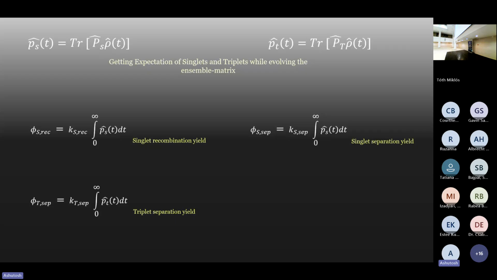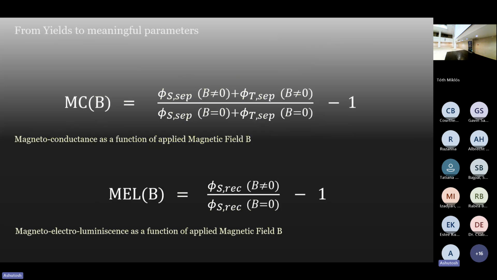Now, through recombination yields, we can extract meaningful parameters. The first is magnetoconductance, where the singlet and triplet yields, phi S and phi T, will come into account, because these are the yields which are basically contributing to the electric current through the device. And the amount of photons released by the device is attributed to the recombination events. So we plot the recombination events as such.